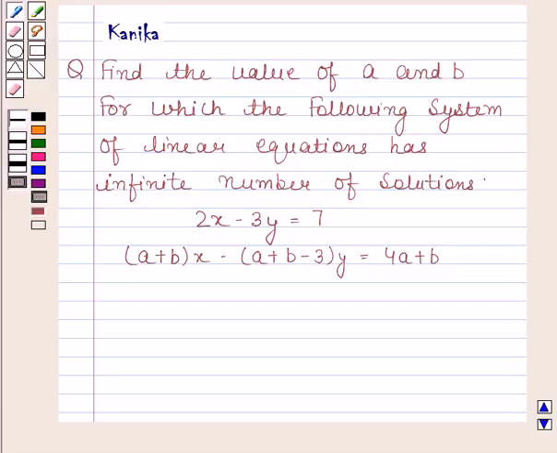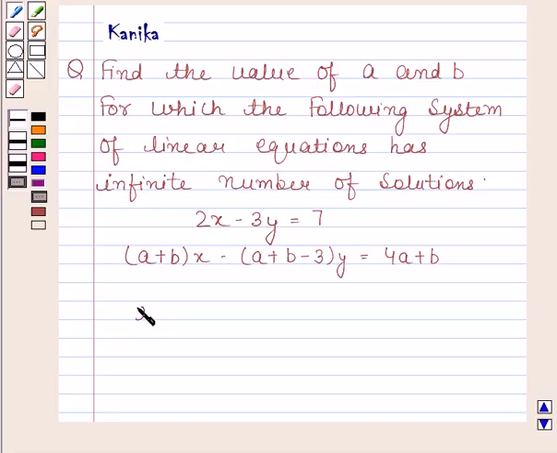Let us discuss the following question. The question says, find the value of a and b for which the following system of linear equations has infinite number of solutions. 2x minus 3y equals 7. (a plus b)x minus (a plus b minus 3)y equals 4a plus b.